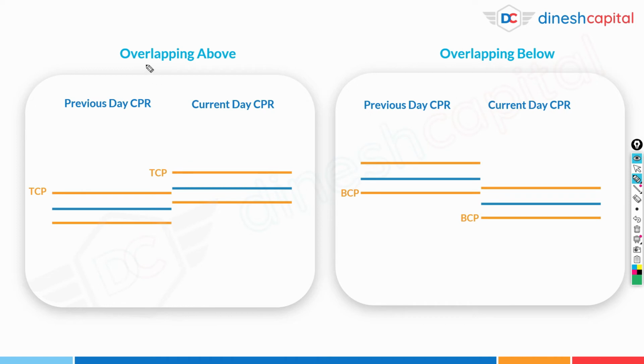Next type is overlapping position. In this, some part of the current day CPR is overlapping with the previous day CPR. It is at the same level as the previous day CPR, but it is extending slightly above, which means we have a bullish sentiment, but it is not strong enough like an above or higher value. Here today's top central pivot is higher than the previous day top central pivot, but today's bottom central pivot is lower than the previous day top central pivot.